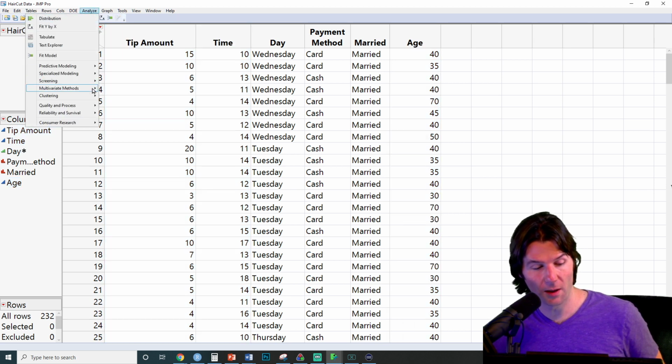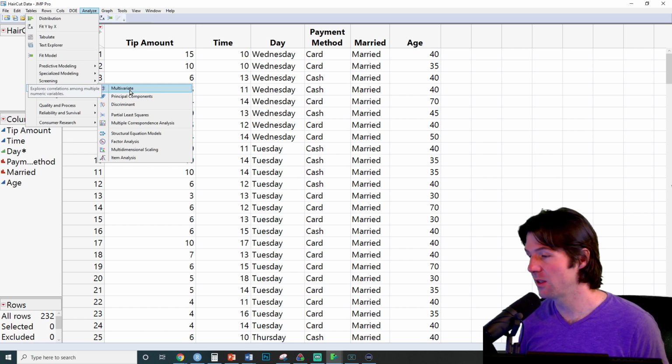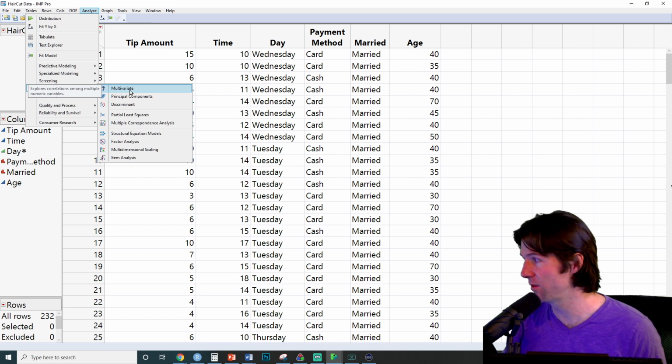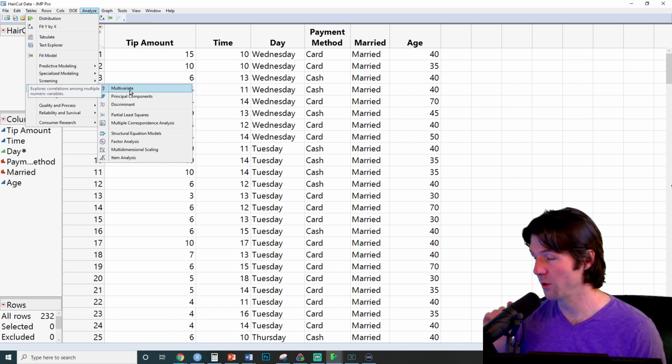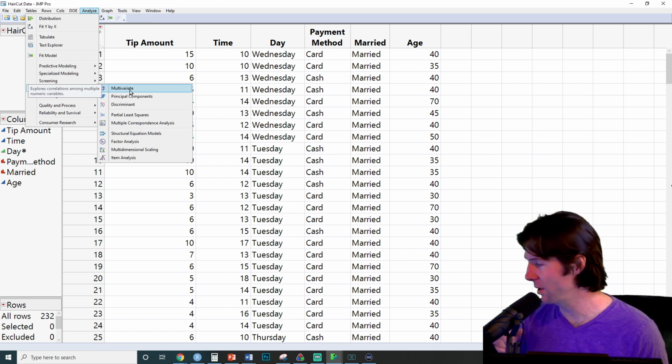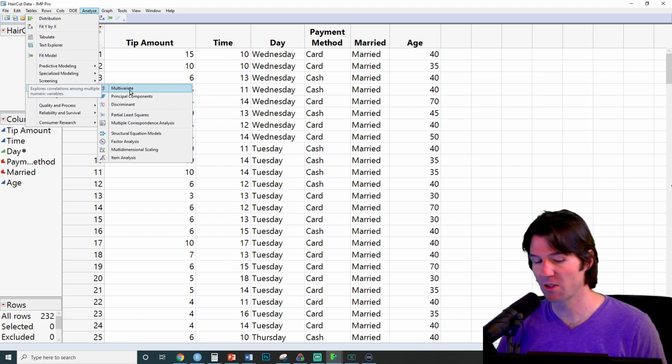So I'm going to go here to analyze, multivariate. This is how you do correlation inside of JMP. So if you're doing the homework assignments and you're trying to do correlation, this part of the video right here is where you do correlation inside of JMP. Remember, when you're doing the assignments, when it wants you to find correlation, this is how you do it, and I'll be doing the assignments later.